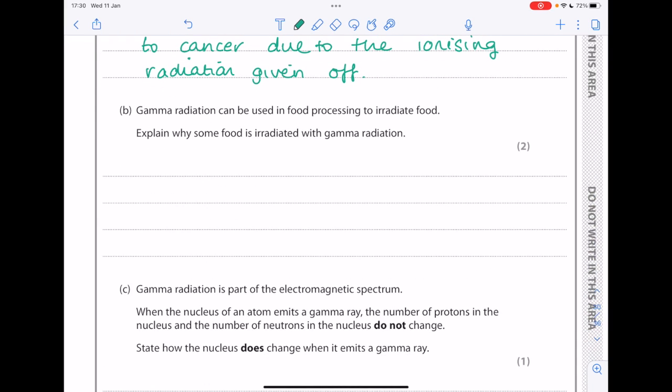Gamma radiation can be used in food processing to irradiate food. Explain why some food is irradiated with gamma radiation. Because gamma radiation kills bacteria and therefore acts as a sterilizing agent.